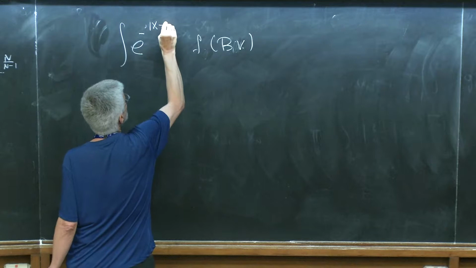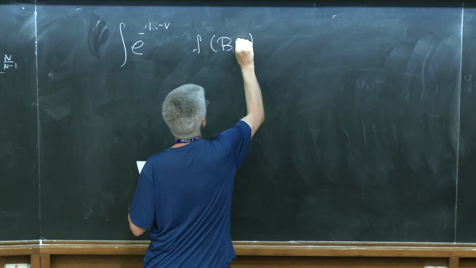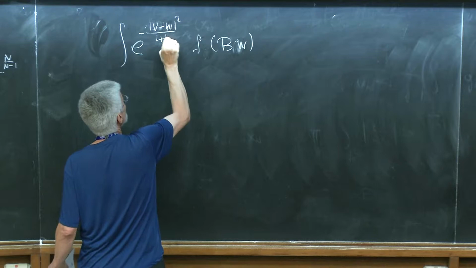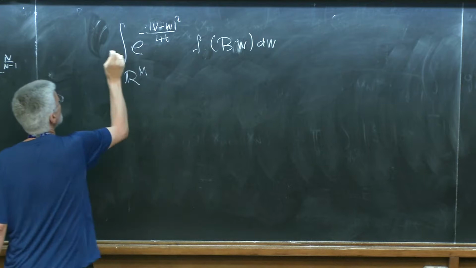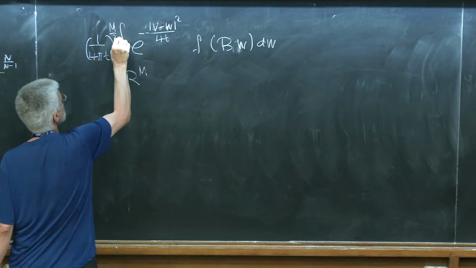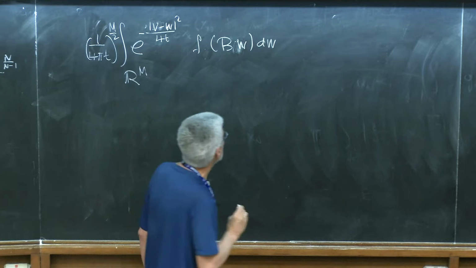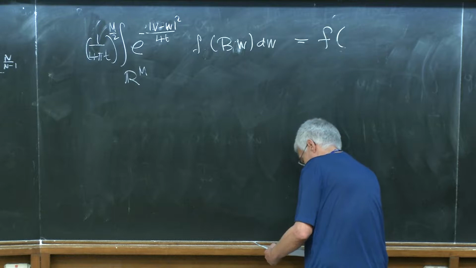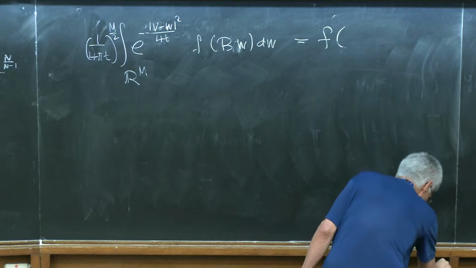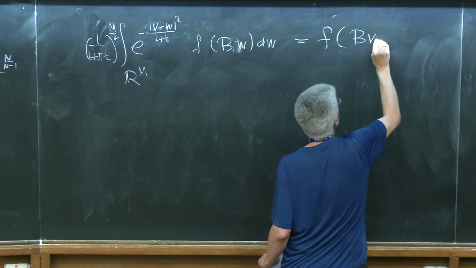And here I put the W, and here I put e to the minus V minus W squared over 4T. You integrate over all of R^m, and then you put, of course, your favorite power here, which I think is this one, okay? All right, so now what I'm claiming is that this is a function which looks like this. It looks like, let me get some more chalk. It's a function of B, V, and T.